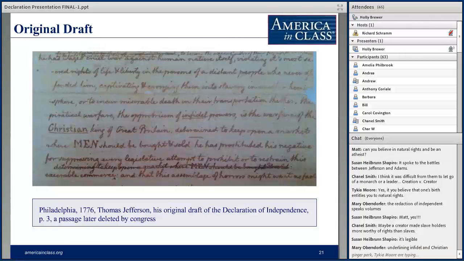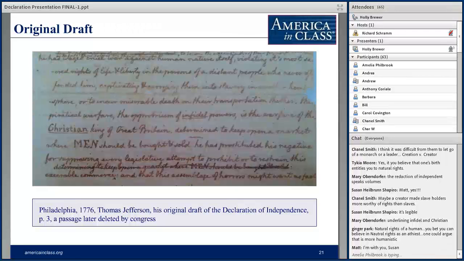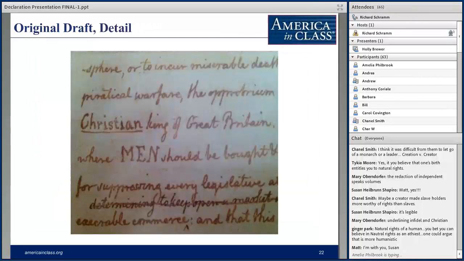He's talking about the warfare of the Christian king in Great Britain, which is perpetuating the slave trade, how he has waged, that is, the king has waged cruel war against human nature itself, violating its most sacred rights of life and liberty. So sacred, that's a repetition of the introductory language of the original draft. Okay, so now we'll look at the clean text. And it's interesting how he's underlining infidel and Christian, that this is a Christian king who is, in fact, acting like an infidel. And here's a close-up of just that language so you can see it.